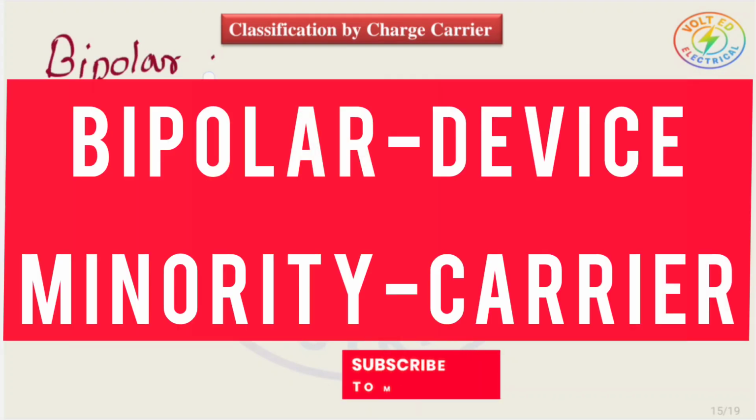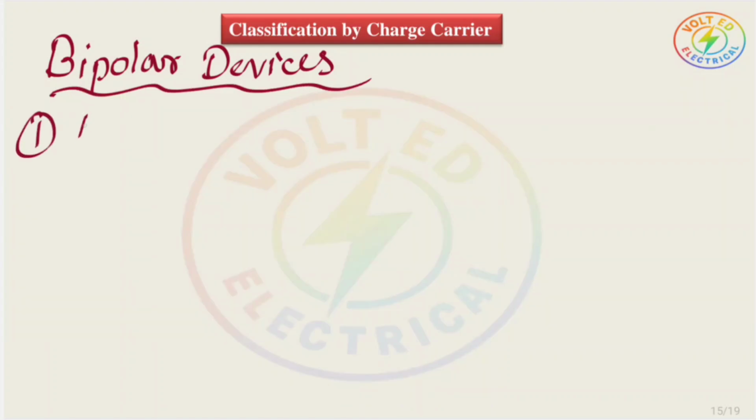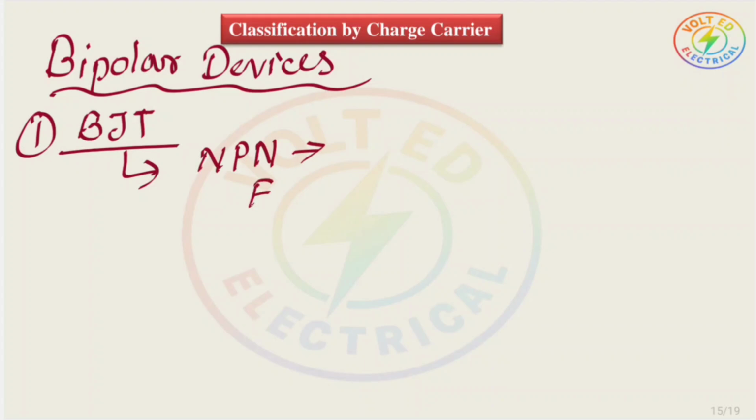Bipolar devices. The first one is the BJT. The BJT has two types: NPN and PNP. In the BJT, both types of charge carriers are involved. Like in the case of the NPN, electrons are the majority carriers.